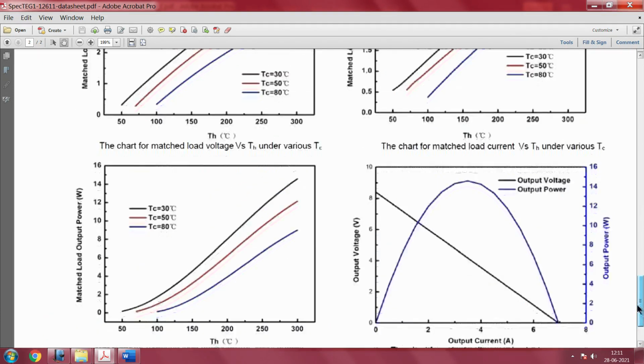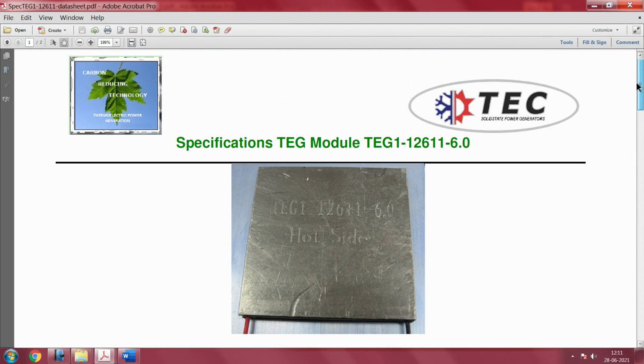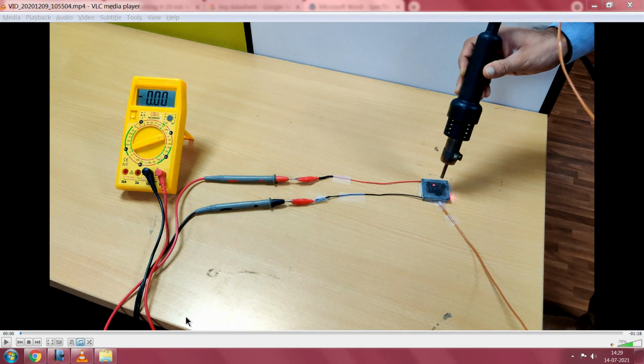So, this is about understanding the data sheet. We will now do a demonstration and then wind up this discussion on thermoelectric generators. Let me point you to a small video that was shot by our colleagues.